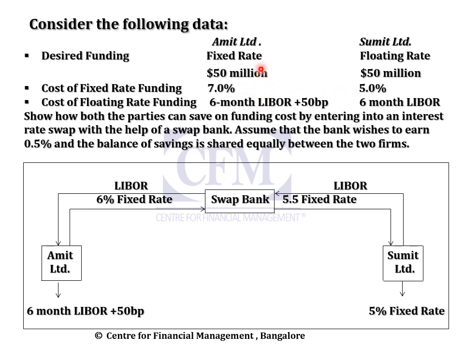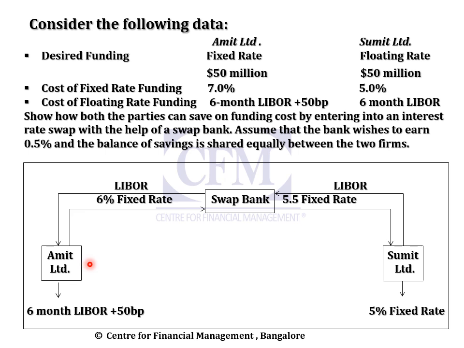So Amit Limited is well advised to raise money in the floating rate loan market where it has a comparative advantage and convert that into a fixed rate loan. Sumit Limited has an advantage in the fixed rate market, so it should raise money in the fixed rate market and swap it into a floating rate loan. This is how it will work when the swap bank charges 50 basis point for intermediation.